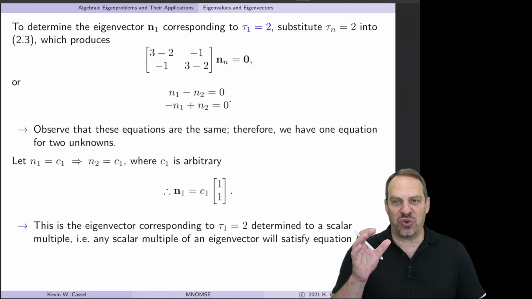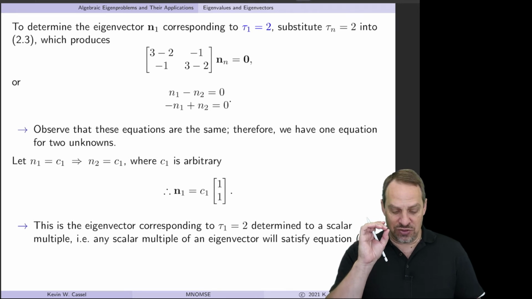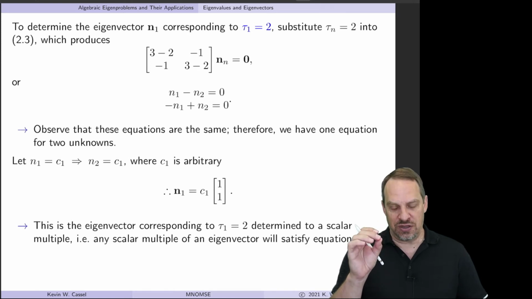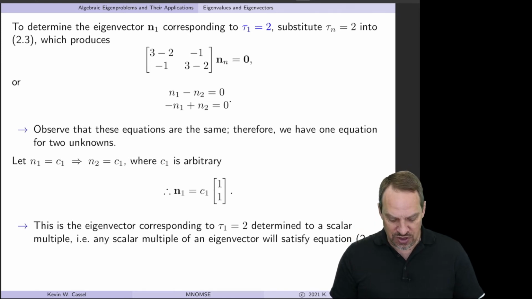Now this is really important. So eigenvectors are not unique. Okay? They're special. They are not arbitrary, but they are also not unique in the following sense. This constant c1 can be anything.